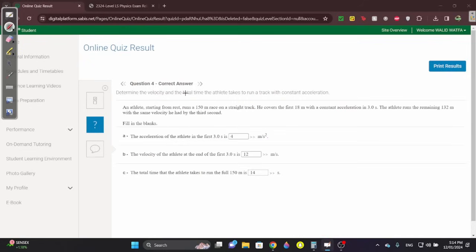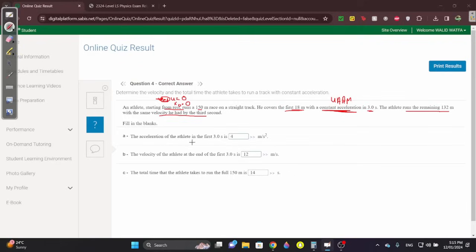Okay, this question is a bit tricky. An athlete starting from rest. So starting from rest, the initial velocity u equals 0, and obviously x naught equals 0. Since you're starting from rest at the start of the racetrack, he's running 150 meters of a race. The first 18 meters has constant acceleration, so uniformly accelerated motion, in 3 seconds. So 18 meters in 3 seconds. The athlete runs the remaining 132 meters with the same velocity he had by the third second.